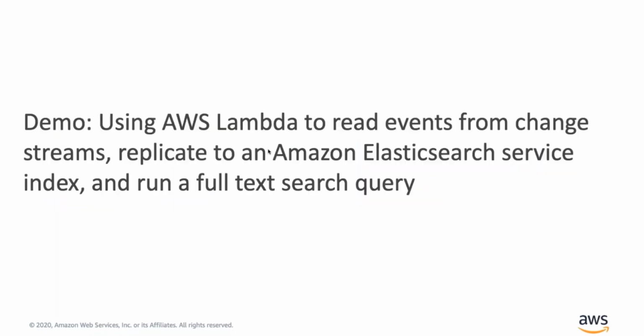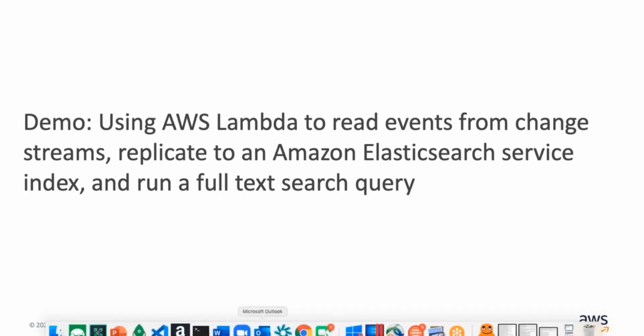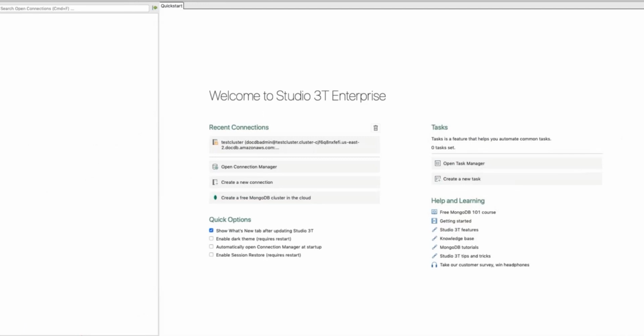All right, now I'll show you the demo that I was talking about, which covers how to use a Lambda function to read events from a change stream and replicate those events to an Amazon Elasticsearch index. Once that data is replicated to this index, we'll run a full text search query just to make sure it actually worked. So first things first, I am going to launch another tool.